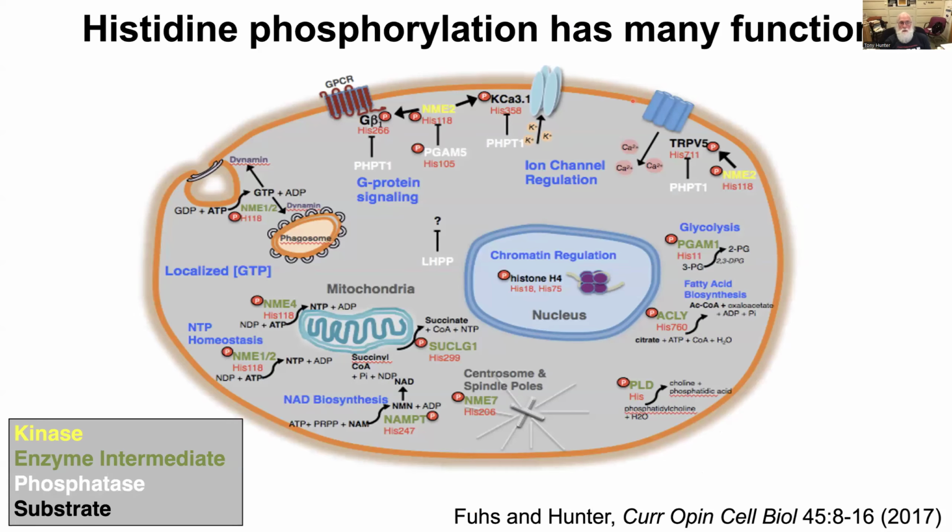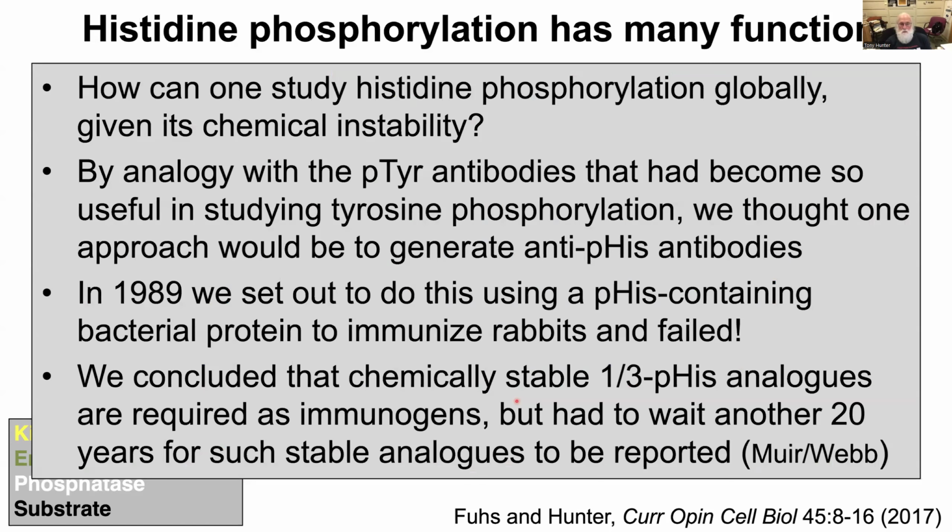So there are quite a few examples of where histidine phosphorylation may play a role in mammalian cells. We have these ion channels that can be regulated. There's involvement of histidine phosphorylation in G protein coupled receptor signaling. Histone H4 is phosphorylated, particularly on the N-terminal tail on histidine 18. As I show you, there's some evidence that histidine phosphorylation could be involved in centrosome and spindle pole function.